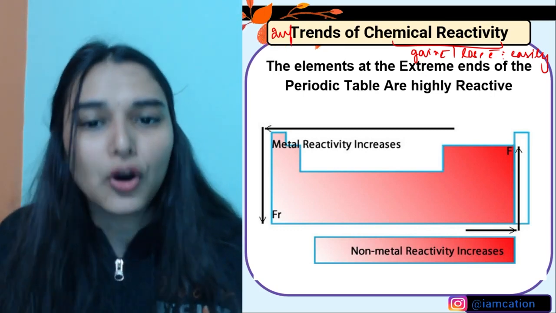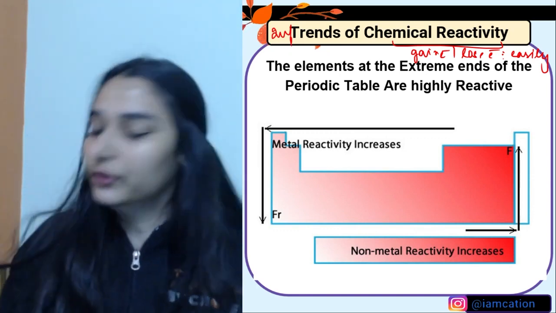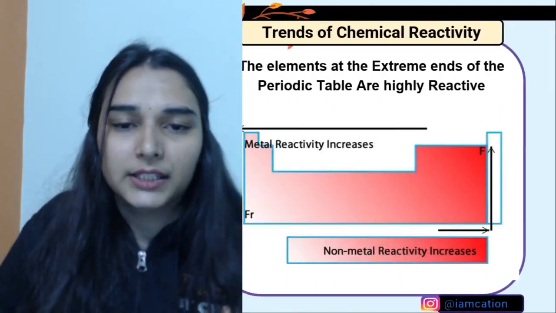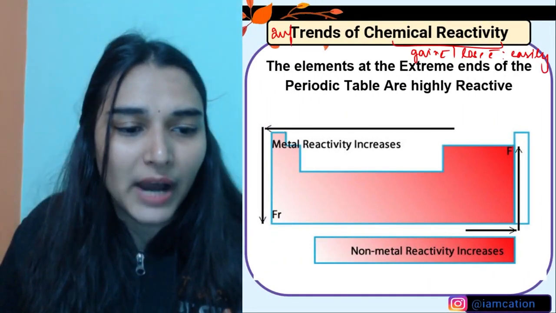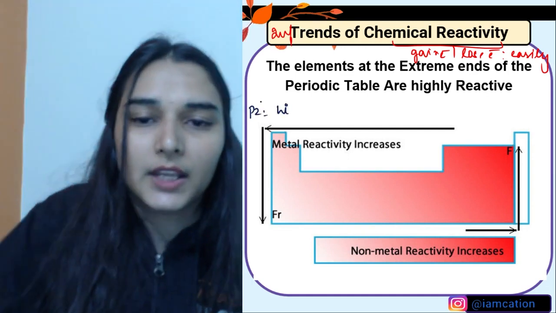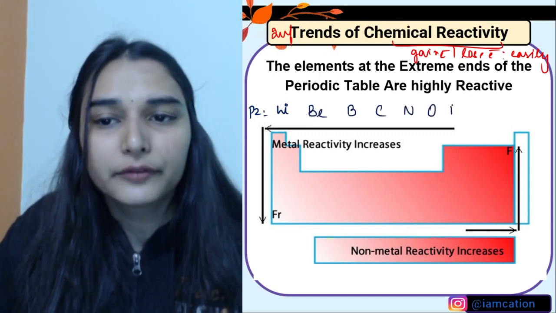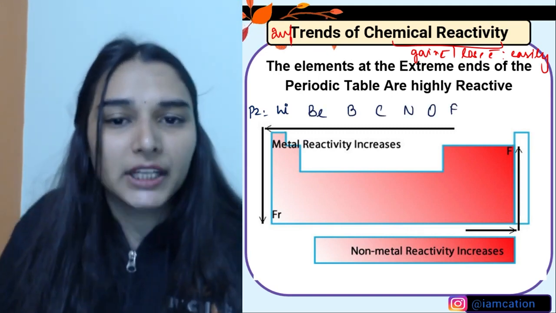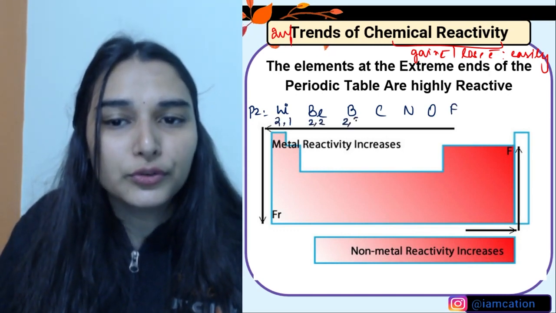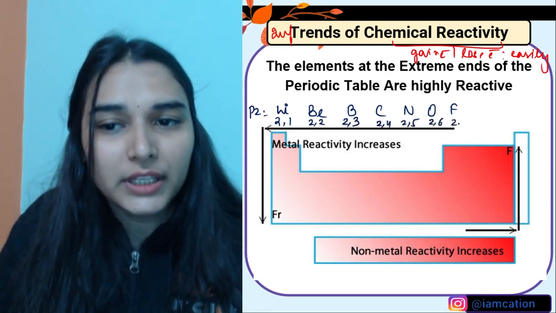And if you talk about chemical reactivity, going left to right, I am taking second period elements. Let's say we have taken lithium, beryllium, boron, carbon, nitrogen, oxygen and fluorine. Write the configuration. Lithium has configuration 2-1, beryllium 2-2, boron 2-3, carbon 2-4, nitrogen 2-5, oxygen 2-6, fluorine 2-7.